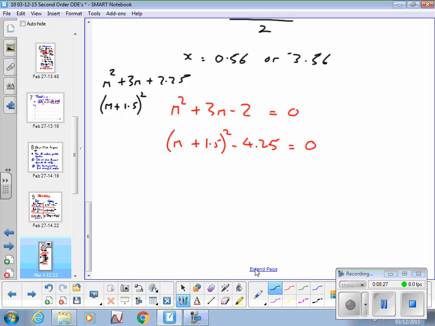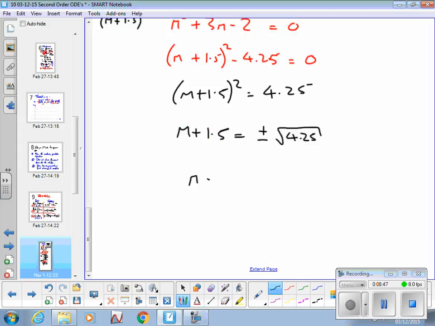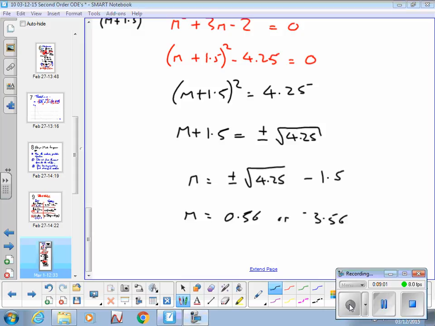So written like that, we can say m plus 1.5 squared equals 4.25. So square rooting both sides equals plus or minus, and that's where the plus or minus comes in, the square root of 4.25. So m must equal plus or minus the square root of 4.25 minus 1.5. And if we work out what that is, we should get the same answer. And we get the same answers.